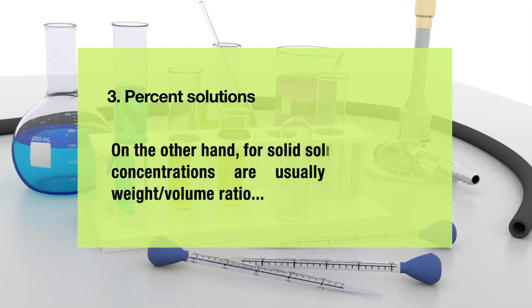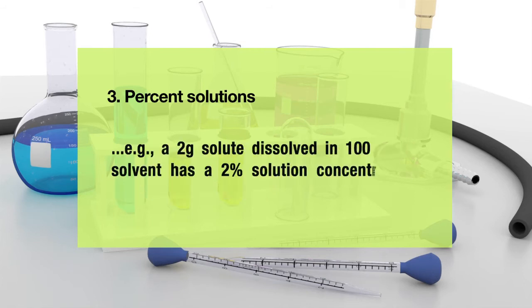On the other hand, for solid solutes, percent concentrations are usually given as weight per volume ratio. For example, a 2 gram solute dissolved in 100 ml of solvent has a 2% solution concentration.